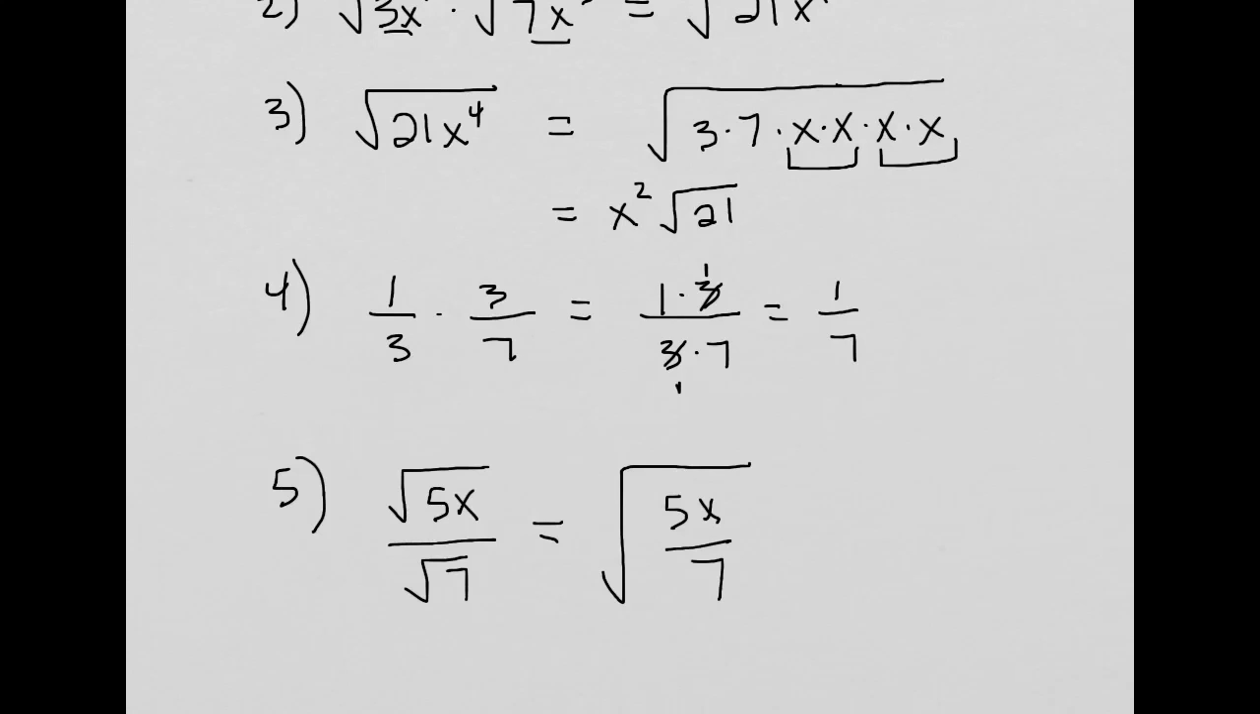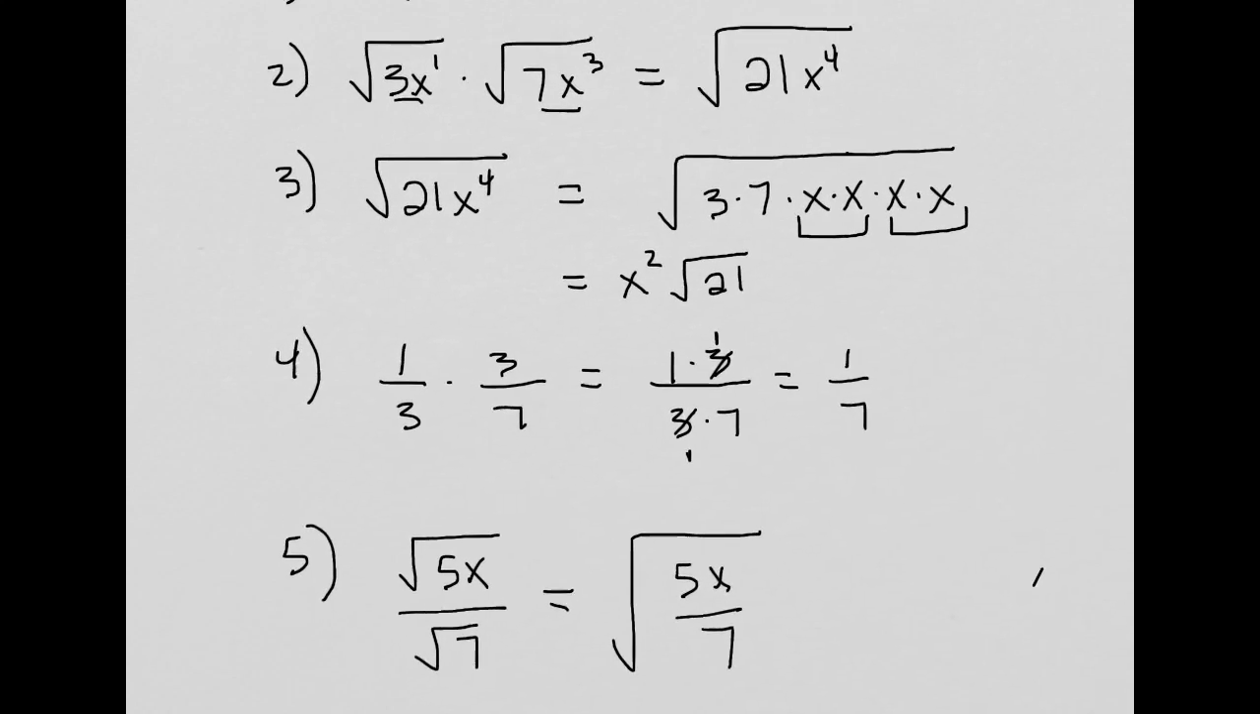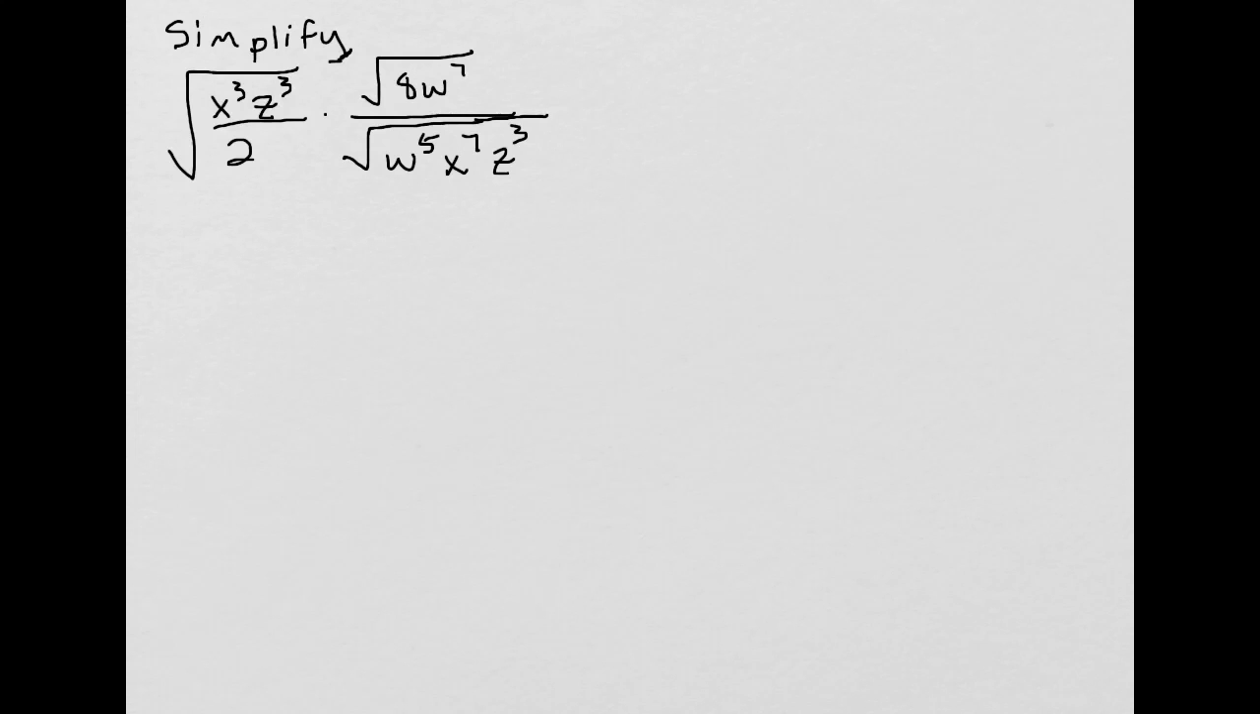over 7. Okay, so let's see how these tools, or these facts, are going to play into solving the problem that we saw originally. Originally we wanted to simplify this thing. The first thing I'm going to do is use that fifth fact, which is whenever I have a square root over another square root, I'm just going to write this as one big square root. So my first step is I'm going to leave the first one alone.